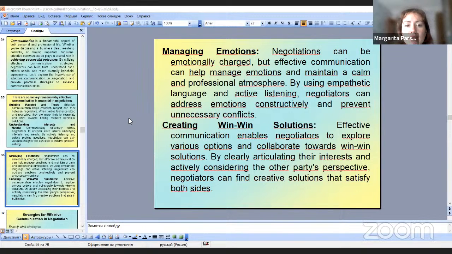Or, as I can see, some person is asking a question, right? How can businesses effectively navigate and address cultural nuances and differences in communication styles to ensure successful international collaborations and negotiations in today's globalized business environment?